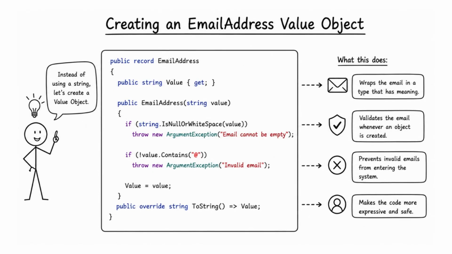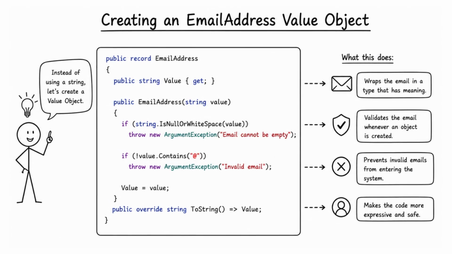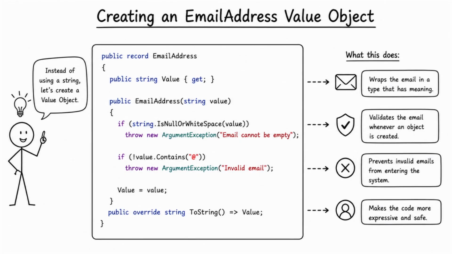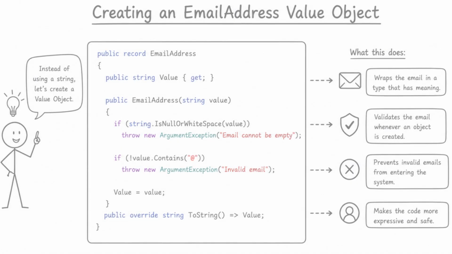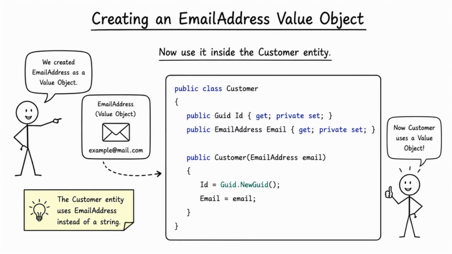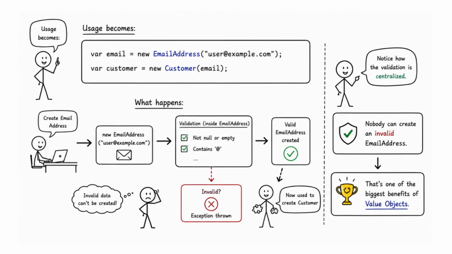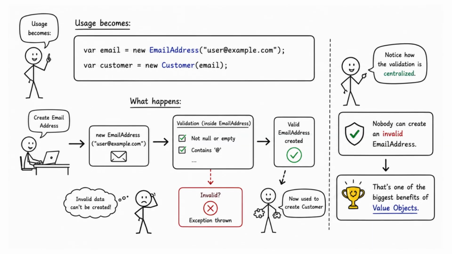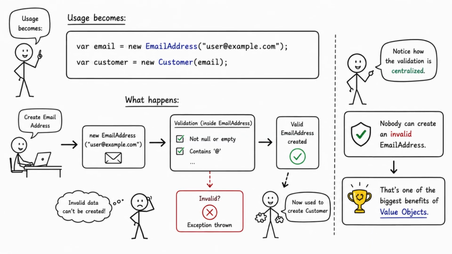Create an email value object. Instead of using a string, let's create a value object. See the example. Now, use it inside the customer entity. Here, you can see the usage. Notice how the validation is centralized. Nobody can create an invalid email address. That's one of the biggest benefits of value objects.